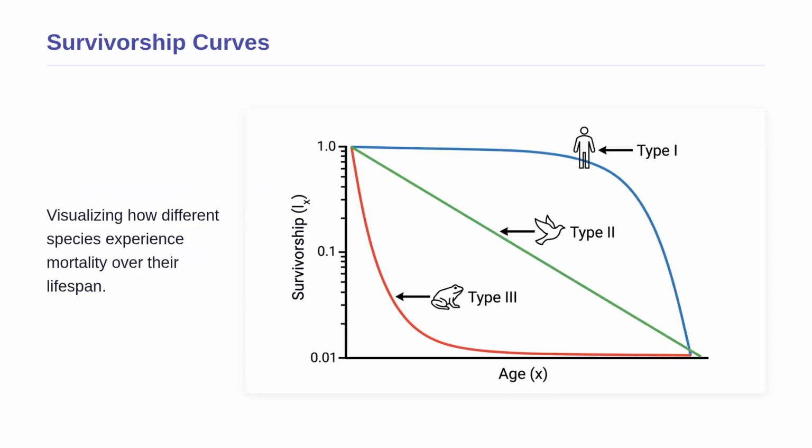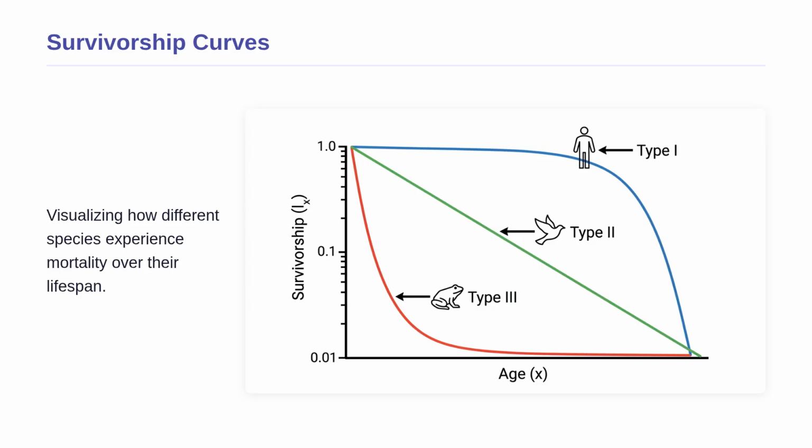To visualize everything we have calculated, ecologists use survivorship curves, like the ones shown in this diagram. Let us walk through what we are seeing. The horizontal axis represents age, and the vertical axis represents survivorship on a logarithmic scale. Notice the 3 distinct curves.